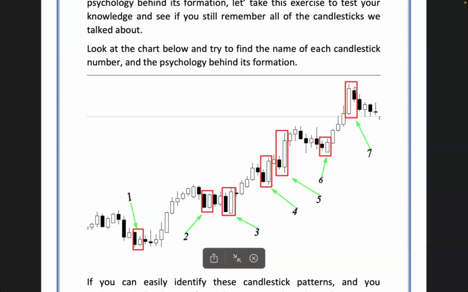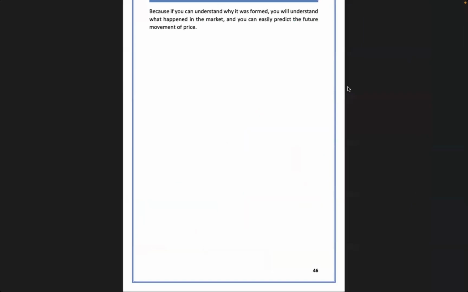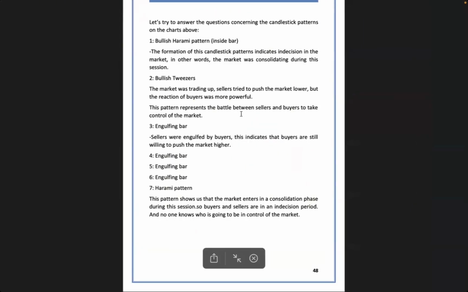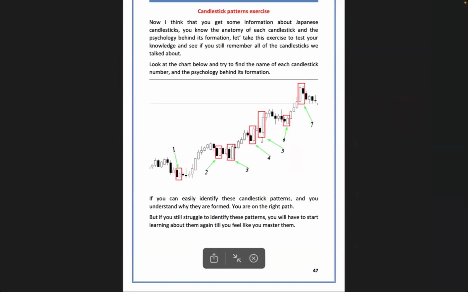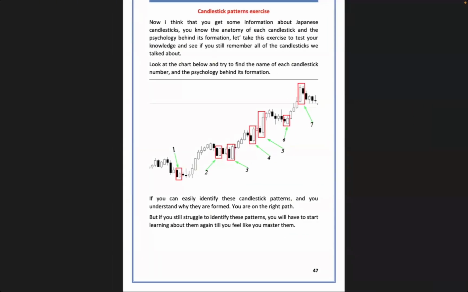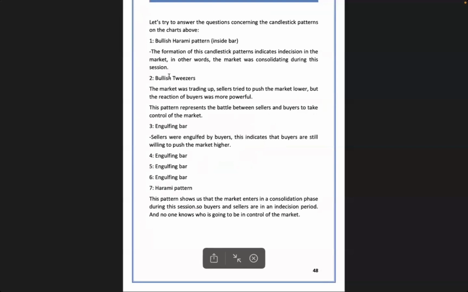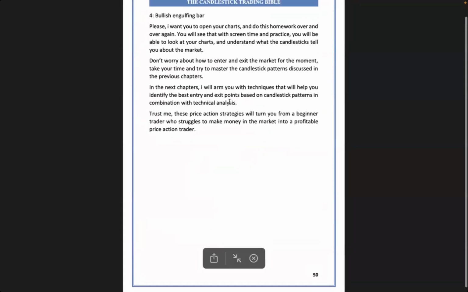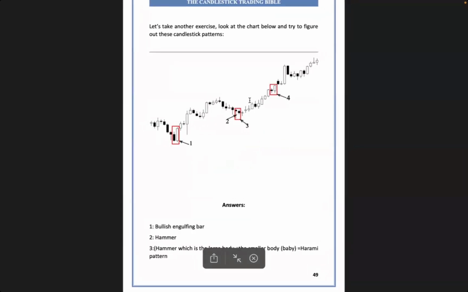So what do we have? Something similar. I don't know if the answers are even there. So the answers are here: harami, engulfing, engulfing, engulfing, and then three is engulfing, two bullish tweezers, bullish harami. So the answers are even here, and you can just go through. There's also another bullish engulfing you can see here.